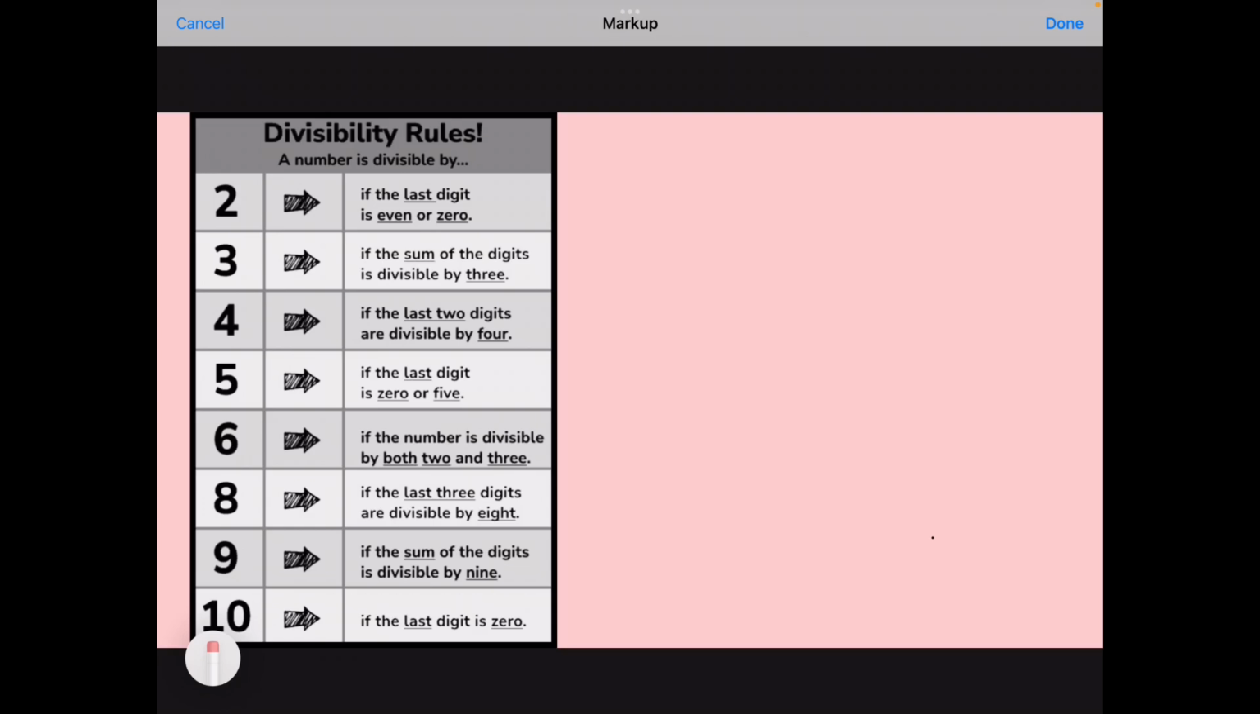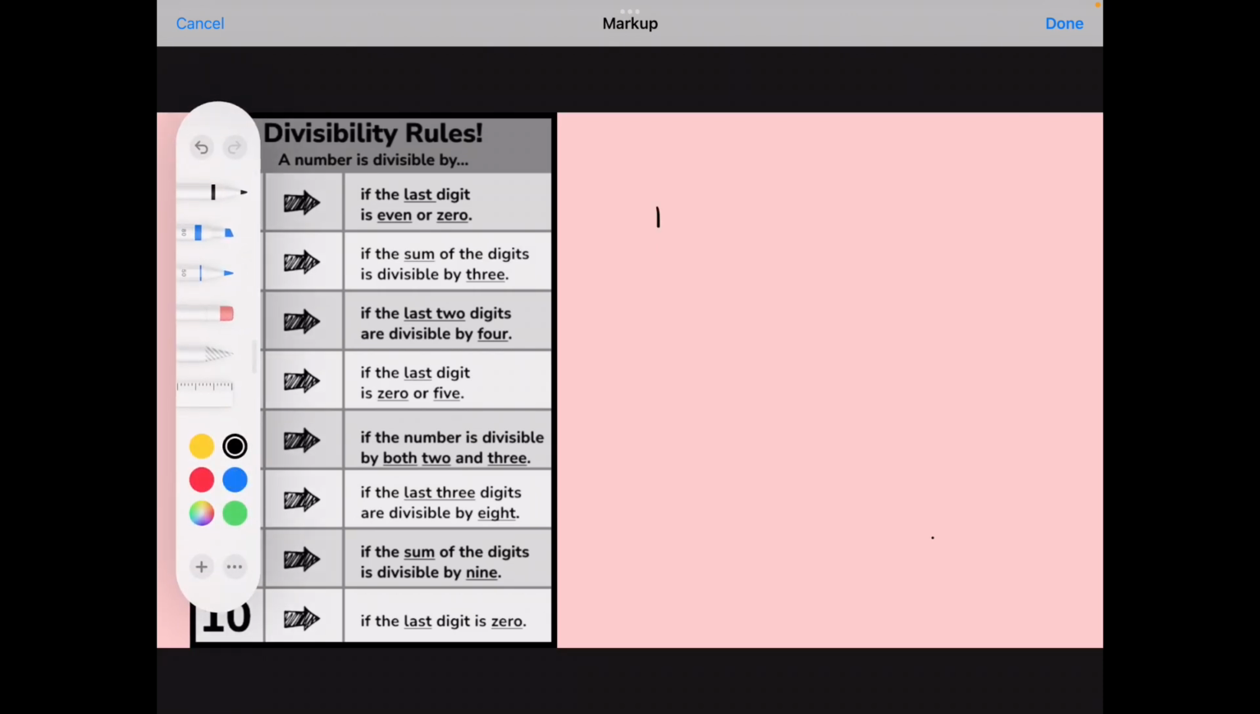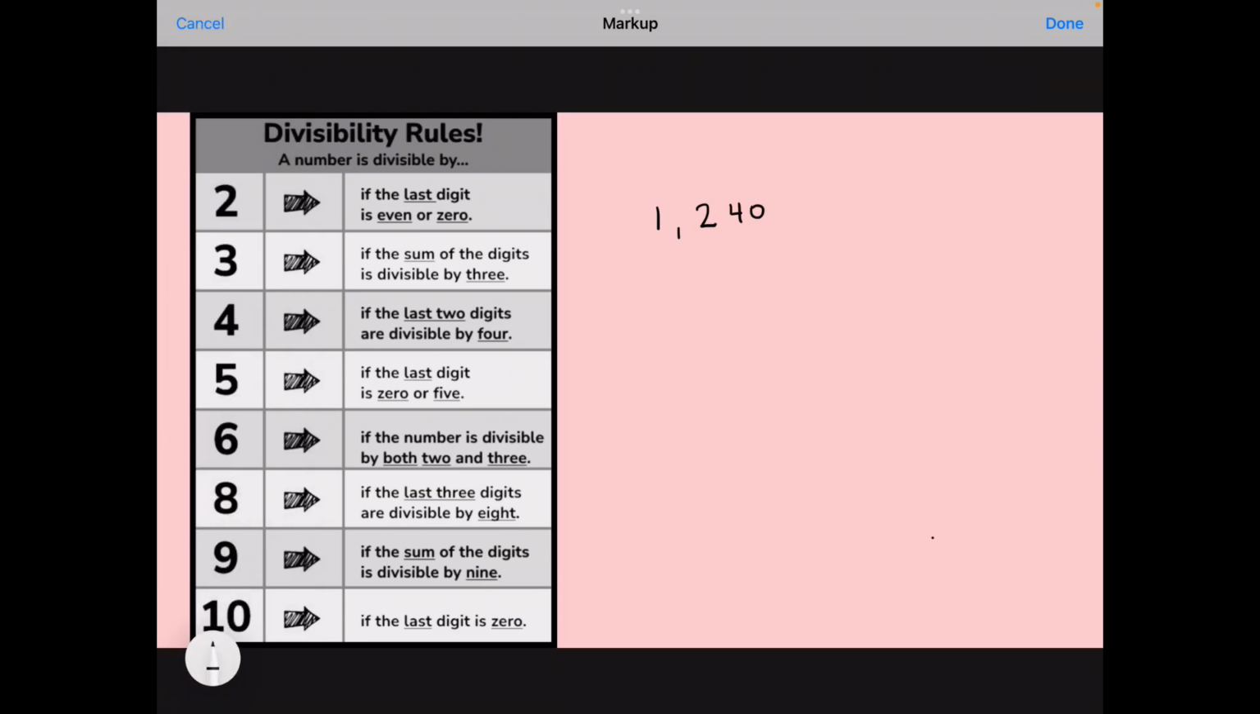The rule for being divisible by 4 is if the last two digits in the number are divisible by 4, then the entire number itself is divisible by 4. So it does not matter how long that number is. So if we have a long number like 1,240, we look at those last two digits, and if that number is divisible by 4, then the entire number is divisible by 4.